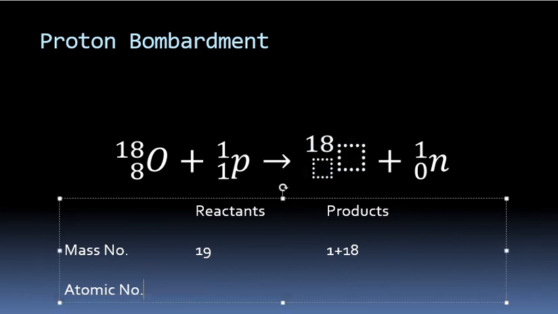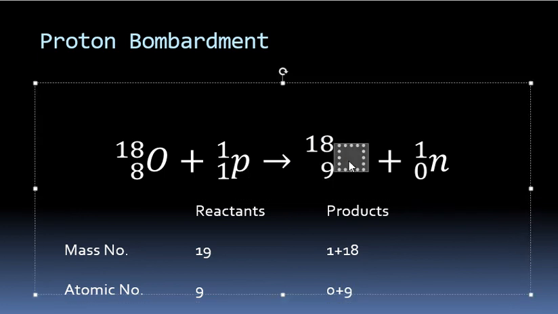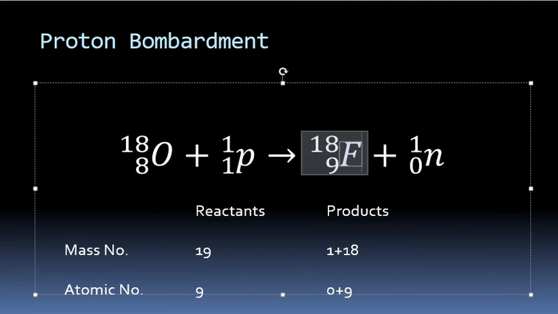Now let's go to the atomic number. Well, the atomic number is simply going to be 8 from oxygen and 1 from the proton. Therefore, 8 plus 1 is going to be 9. Now then, for our missing atomic number on the right side, well, neutrons have a charge of 0. And when we're adding up these numbers, we add up the charge as if it was an atomic number. Therefore, what plus 0 gives us 9? Well, 9 itself. And, well, from the periodic table, the element with an atomic number of 9 is fluorine.